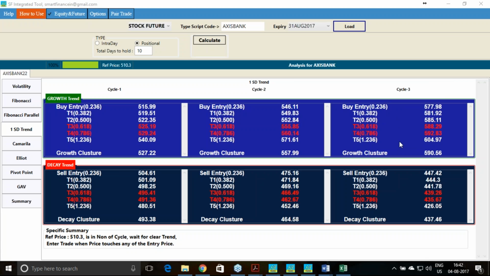Looking at these particular levels, can anyone tell me in an uptrend how I will identify that it is range bound? It has gone above 516.